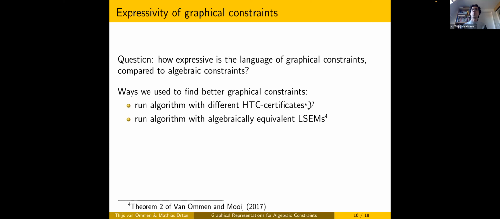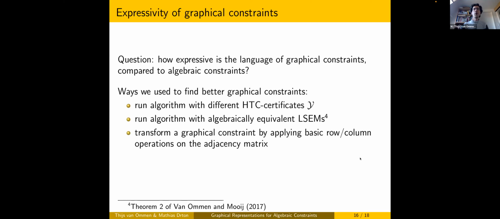Sometimes it's worthwhile to try it with different half-trek criterion certificates, because then the algorithm will output a different constraint. Another thing I did is to run it on different algebraically equivalent linear structural equation models within each equivalence class, because again, then we get different constraints. If those don't help, then we can also use the idea that because we are representing these polynomials as determinants, we know that applying basic row and column operations on an adjacency matrix will not change their determinant. And many such operations do still correspond to a graphical constraint, so still a matrix with either a 0 or a sigma of the right kind in each cell. And if all else fails, I also tried a brute force search for a bunch of the smaller remaining cases.